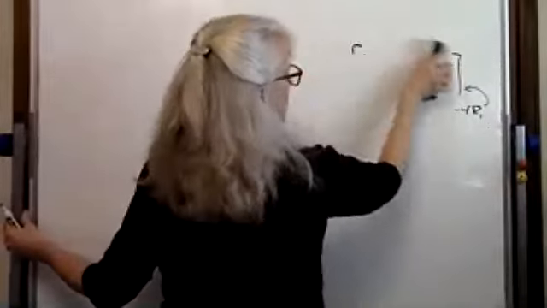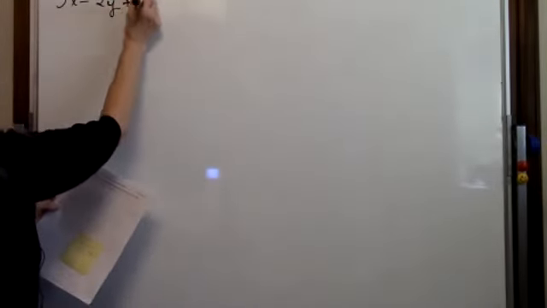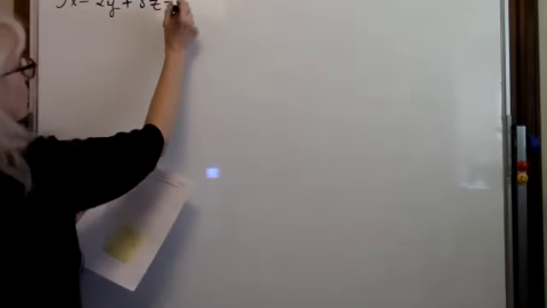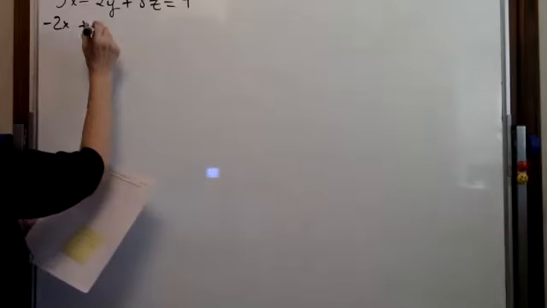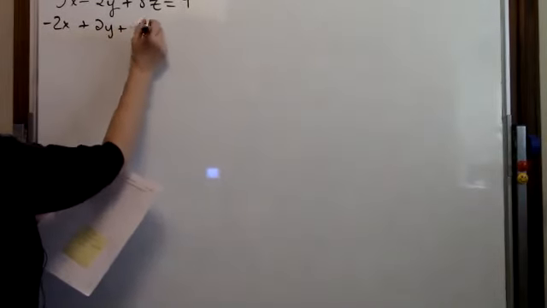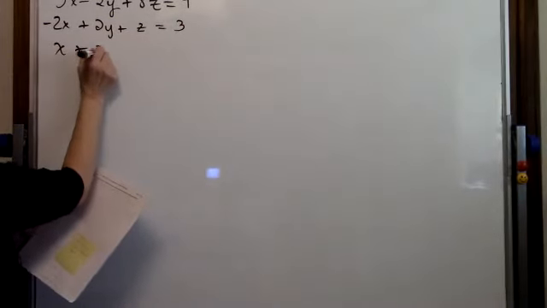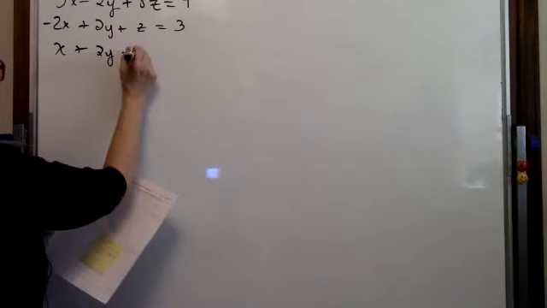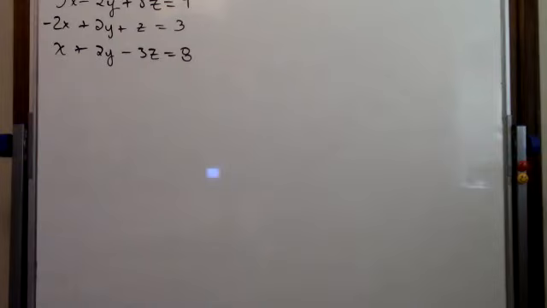And as you can expect with 3 equations and 3 unknowns, it's going to take us a little longer to do this one. So our system of equations is 3x minus 2y plus 8z is equal to 9. We also have -2x plus 2y plus z is equal to 3. And then our final equation is x plus 2y minus 3z is equal to 8.